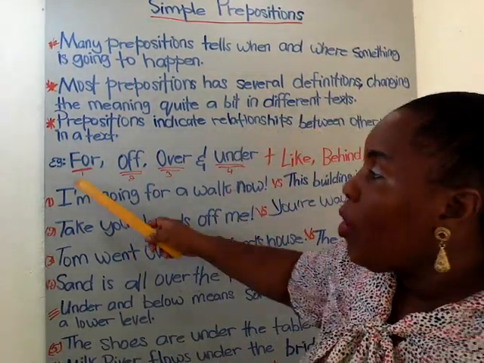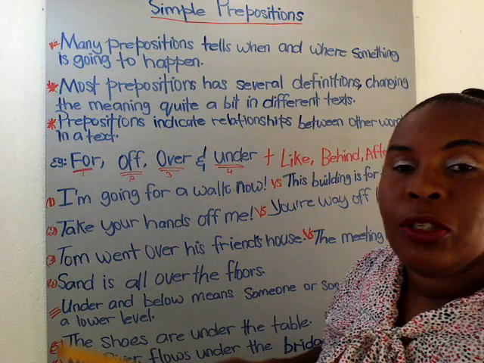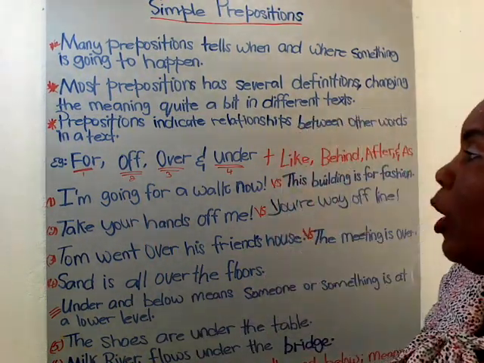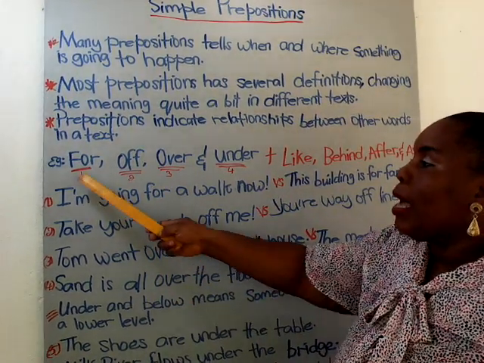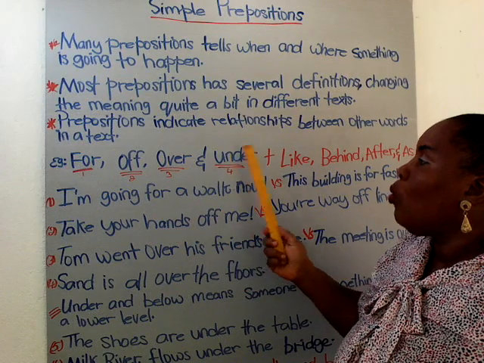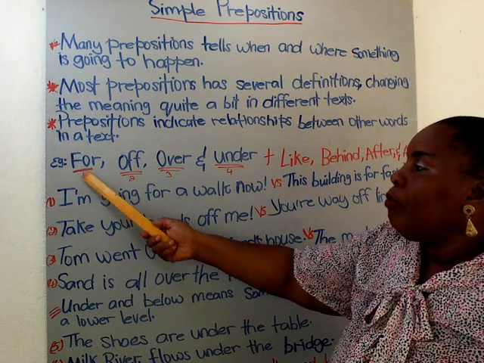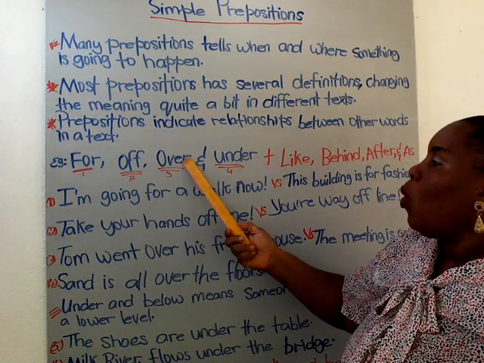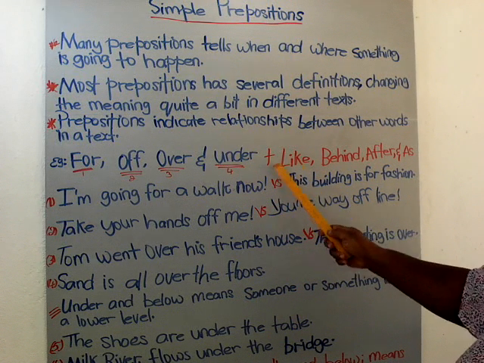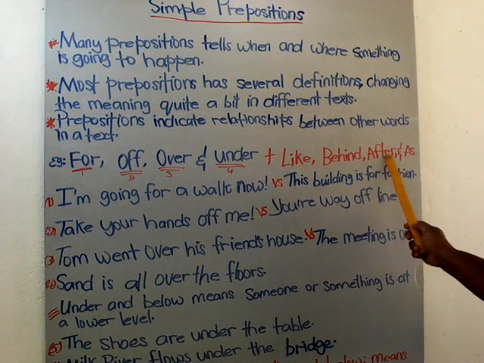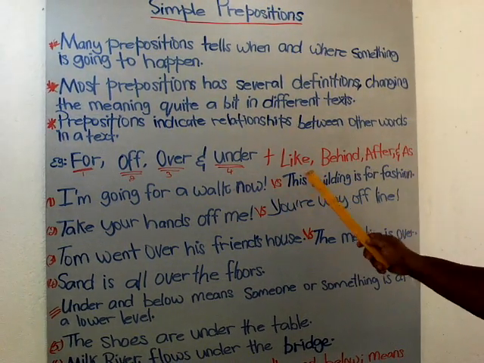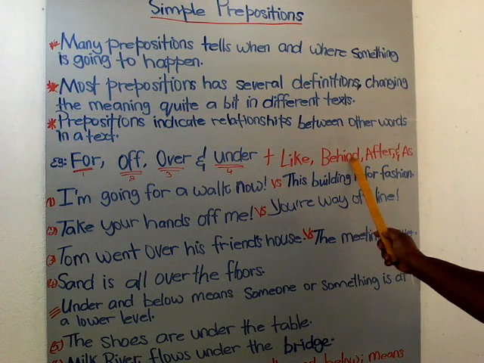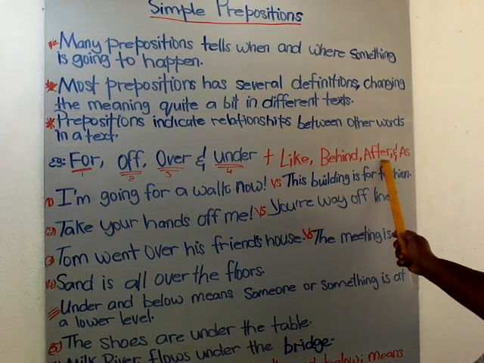All right, so here are some prepositions I have for you. These are the simple prepositions. They're not combined or anything like that. For, off, over, and under. And I put plus: like, beneath, after, and as, right?